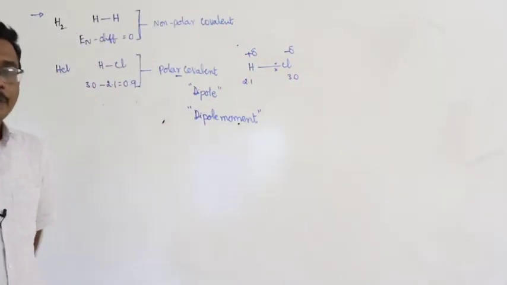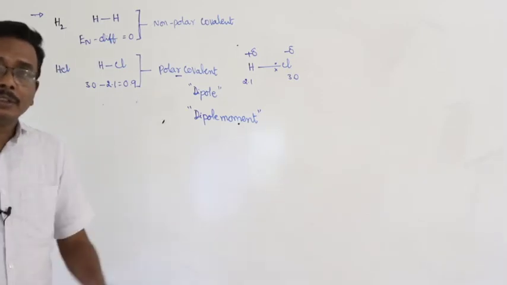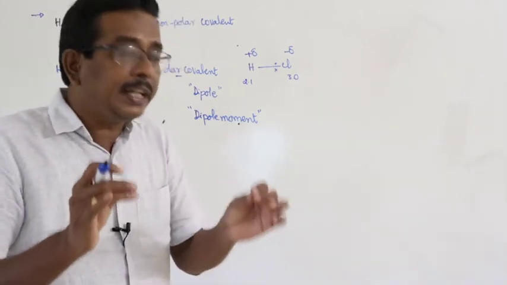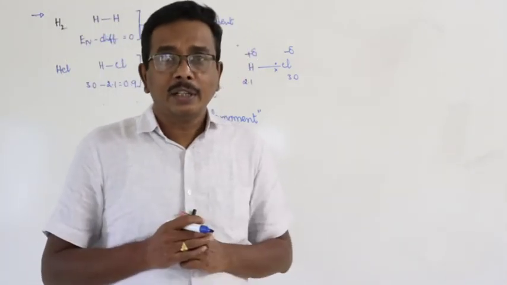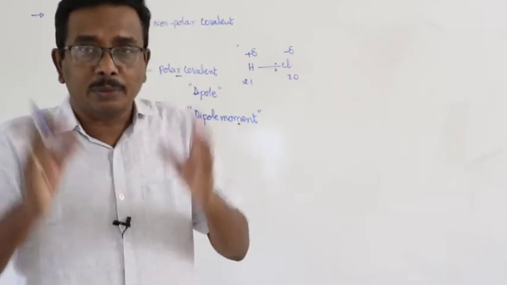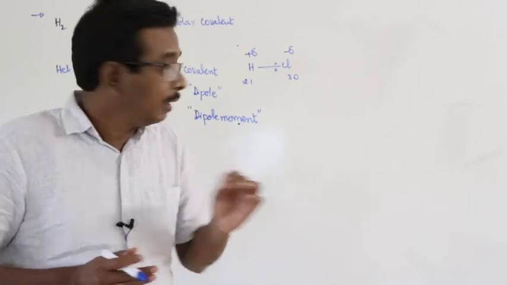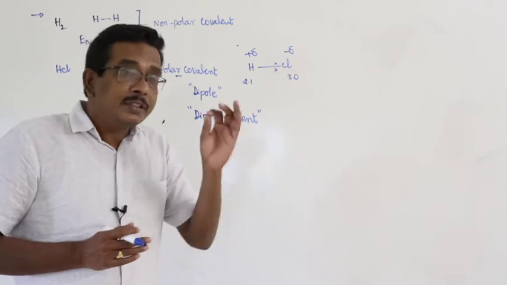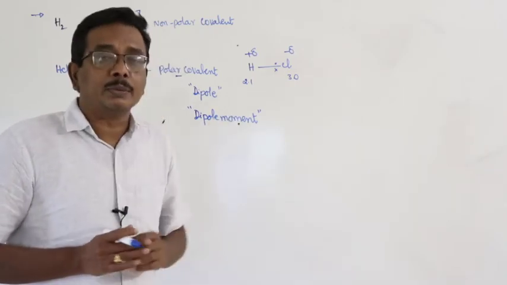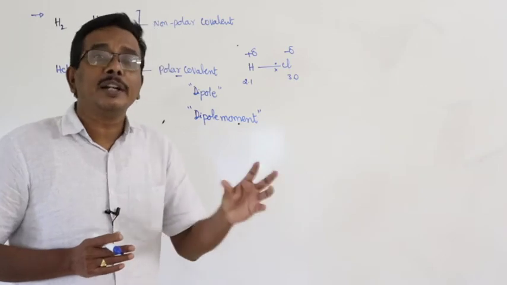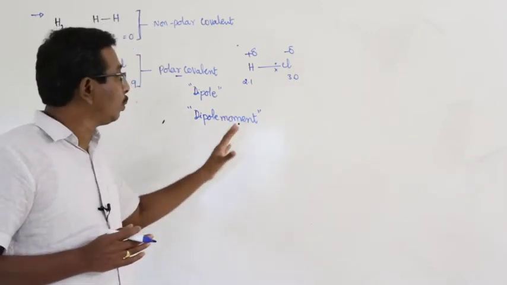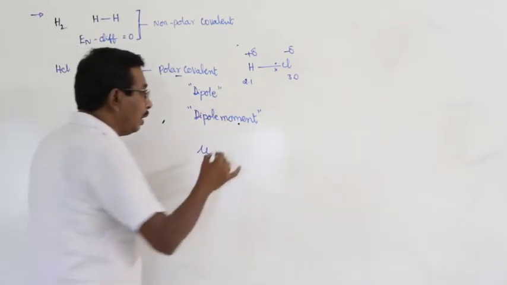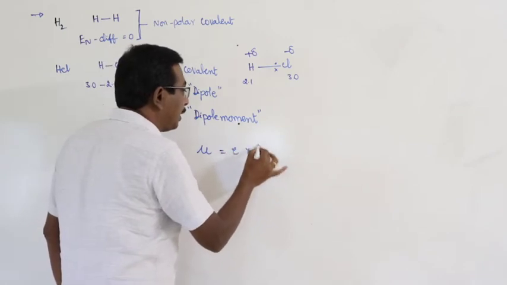Okay. But how can you define dipole moment? Dipole moment is the product of charge of any one of the two bonded atoms and the distance between the two bonded atoms. Simply, dipole moment may be defined as the product of charge of any one of the two atoms and the distance between the two bonded atoms, and here it is represented by the symbol mu. Mathematically, mu is equal to E into D.